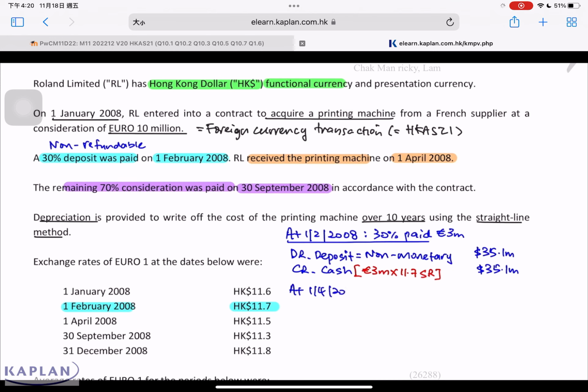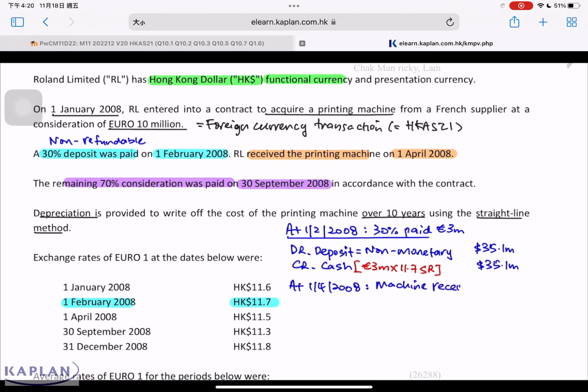On 1st April 2008, machine received. What we need to do is very simple. First, debit the machine cost. This cost partly is the amount that we paid 2 months ago, credit deposit. We must use back the same amount because this is a non-monetary item. So if it's a non-monetary item, you have to use back the same amount, at the spot rate, 35.1. Credit a payable in euro, 7 mil.